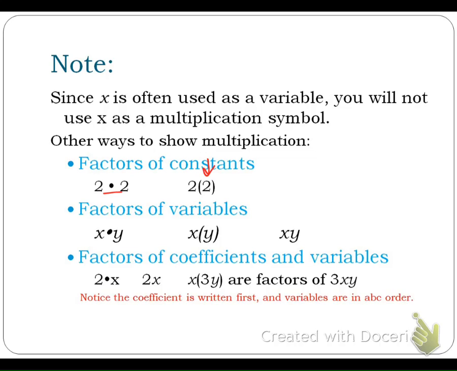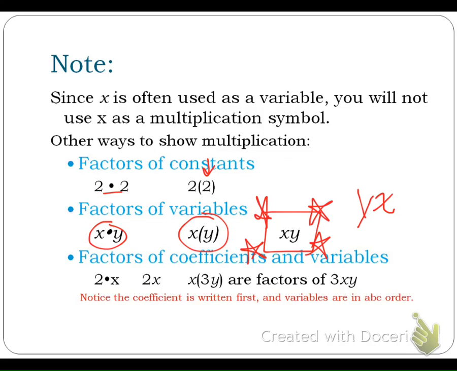Factors of two variables you can also write 3 different ways. Now, you could use the dot just like what we use with the constants. You could use parentheses. But the most common way, kind of like good, better, best, is just to write the variables side by side to one another. So this is what you're going to see most often. Now technically, this does mean the same thing.